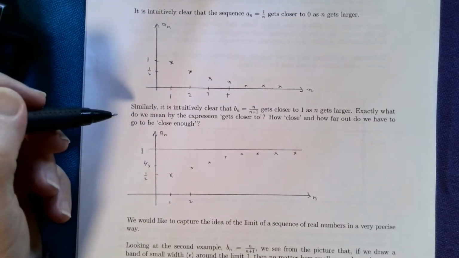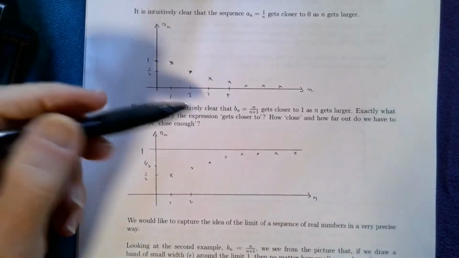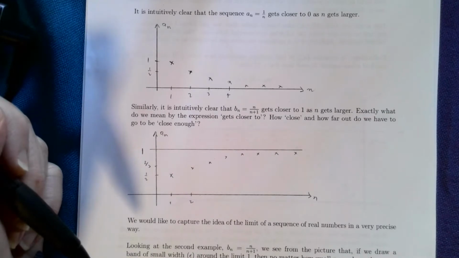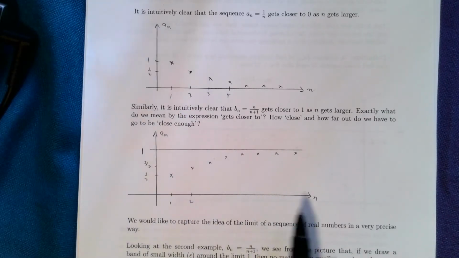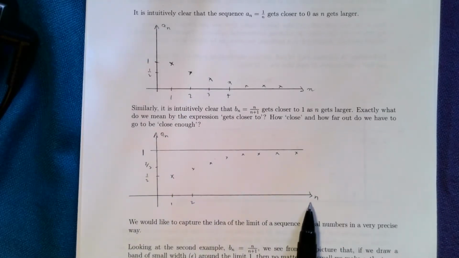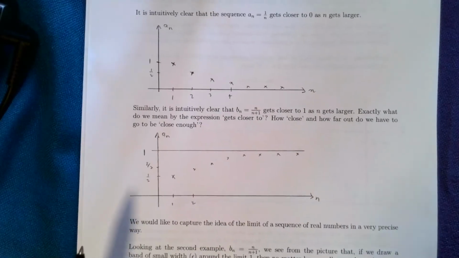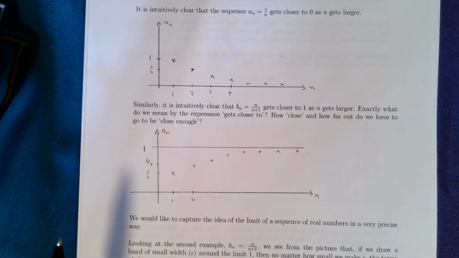Now the point is, exactly what do we mean by gets closer to? How close? And how far out do we have to go before we can say that we're close enough to this limit 1? And so we would like to capture the idea of the limit of a sequence of real numbers in a very precise way.